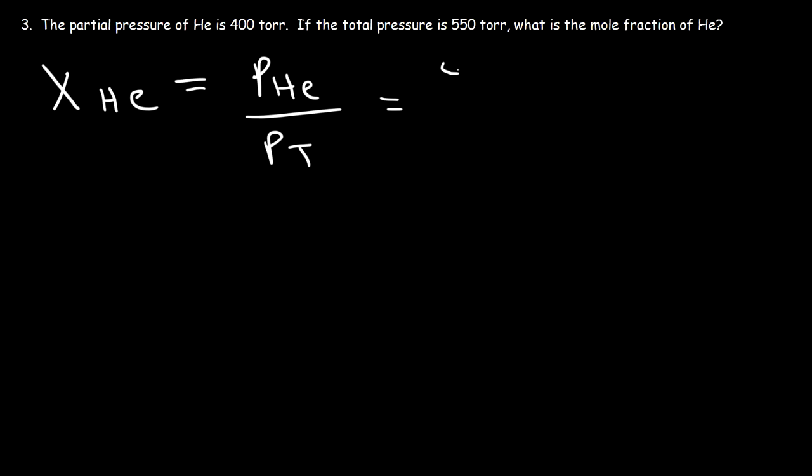Try this problem. The partial pressure of helium is 400 torr. If the total pressure is 550 torr, what is the mole fraction of helium? The mole fraction of helium is simply the partial pressure of helium divided by the total pressure. We know what the partial pressure is. It's 400, and the total pressure is 550. So we just have to divide these two numbers.